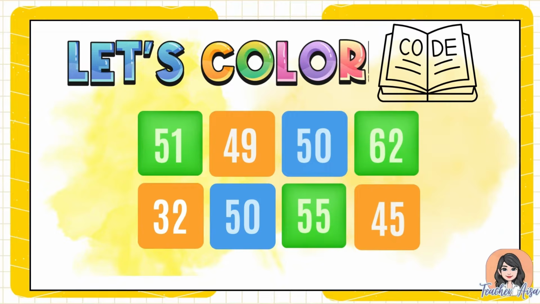Now for our first activity, let's color code. Here, we will guess what rule is applied to each color code. Try to examine the condition applied to color green boxes, color orange boxes, and color blue boxes. Do you know already the hidden code?